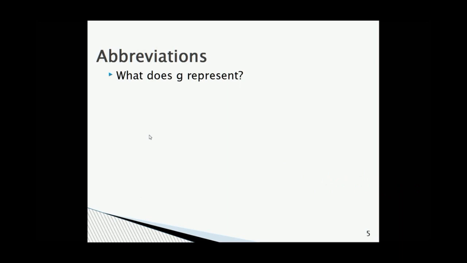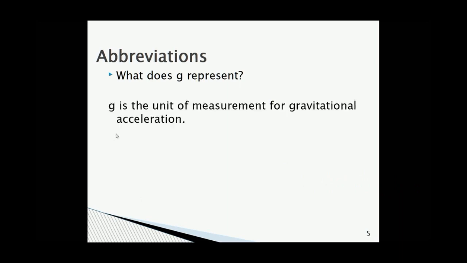What does G represent? G is the unit of measurement for gravitational acceleration. Now, a lot of people confuse gravitational acceleration with gravitational force. This is not correct. Gravitational acceleration is a scalar quantity, while gravitational force is a vector quantity. A scalar quantity is expressed only in magnitude. In this case, acceleration, the greater the magnitude, the greater the change in speed or change in velocity. We will go into more detail about velocity later on in this presentation.